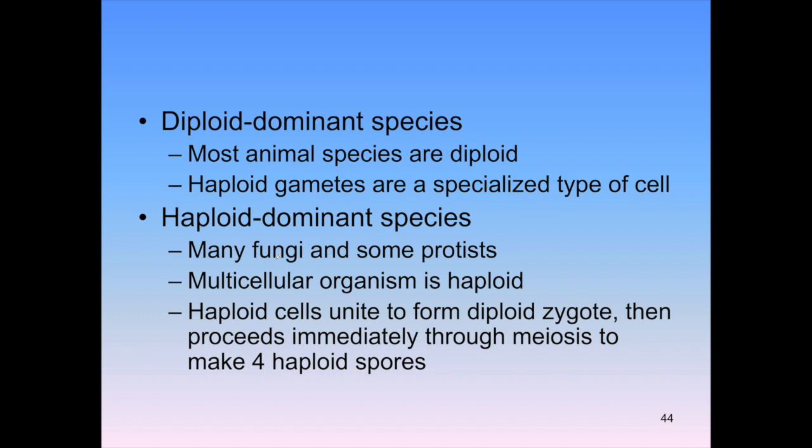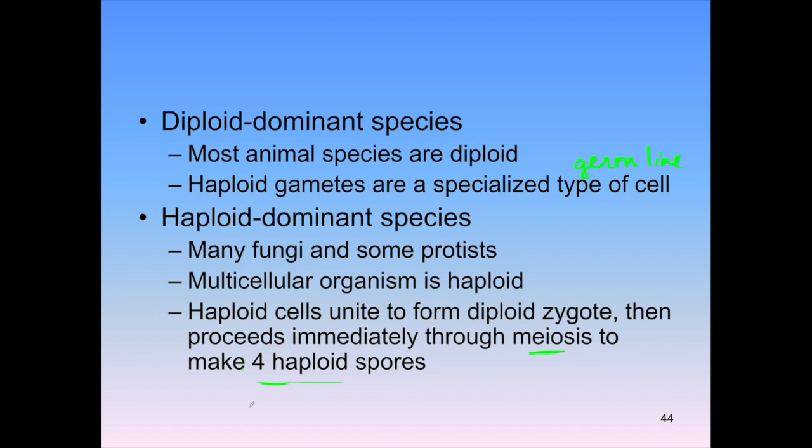So if a species is considered diploid dominant, which most animal species are, then their haploid cells are going to be a specialized type, and we refer to these as the germline or germ cells. A haploid dominant species, which are a lot of fungus, some protozoans are also haploid dominant. And there are a few insects actually, where the multicellular organism is actually in a haploid state. And haploid cells will form a diploid zygote and then immediately enter into meiosis to create haploid cells. And with fungus, that usually are the haploid spores.